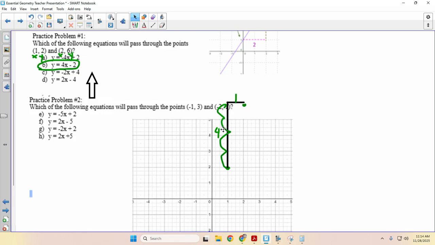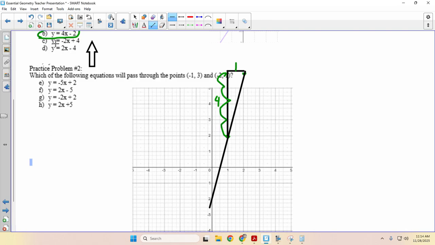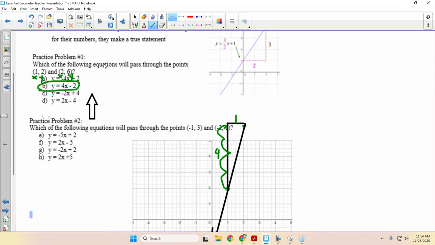So we know that our slope is 4 over 1. And then we're going to look at our y-intercept. Is it at -2? We go, okay, finger on the y. We look down. Oh, yep, there it is at -2. So it just confirms.